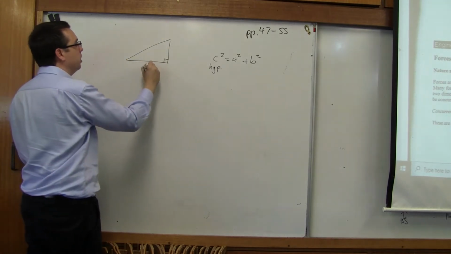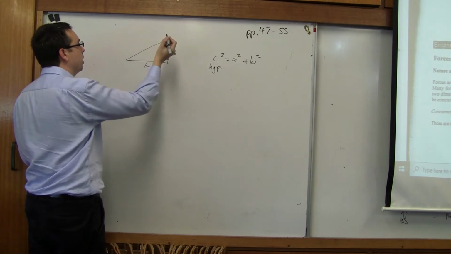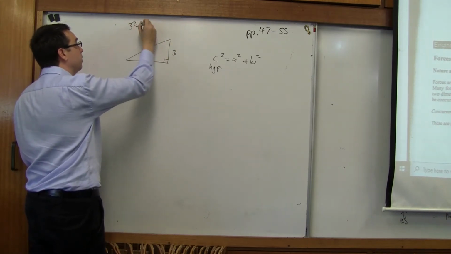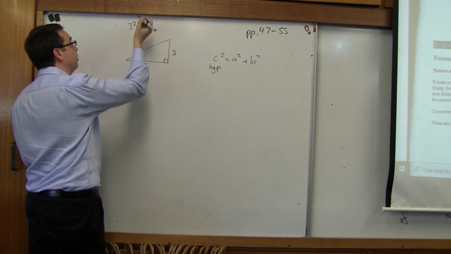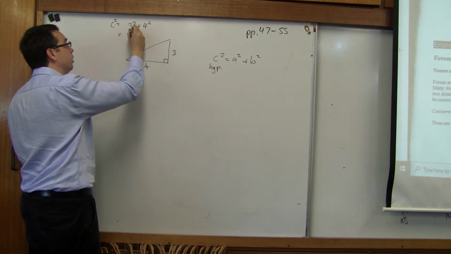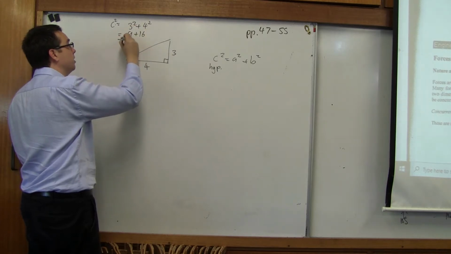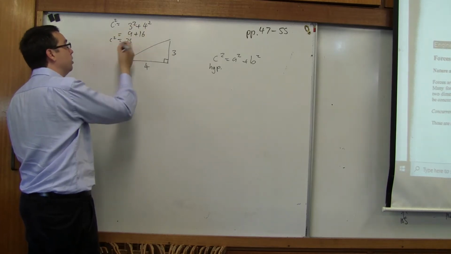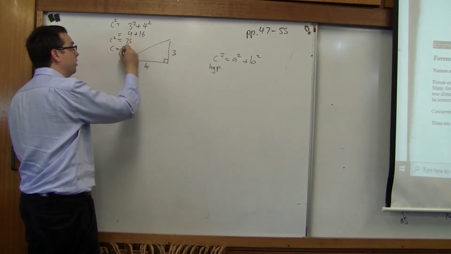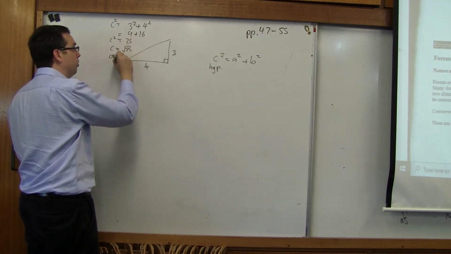So if we have this example here of a 4-3 triangle, this one's going to equal 3 squared plus 4 squared, right? C squared is going to equal that. So C squared is going to equal 9 plus 16. 9 plus 16 is 25. C squared equals 25, therefore C equals the square root of 25, which is equal to 5.